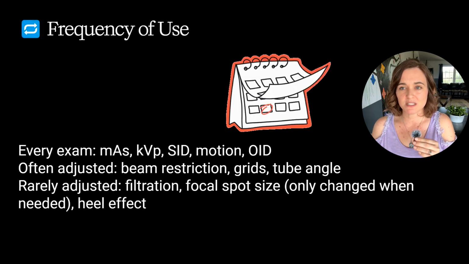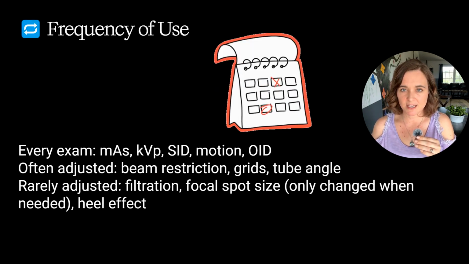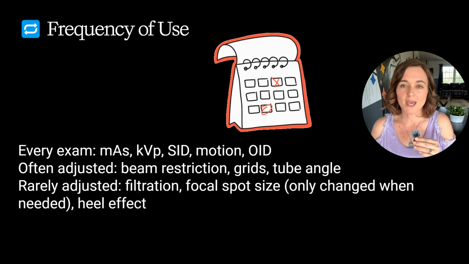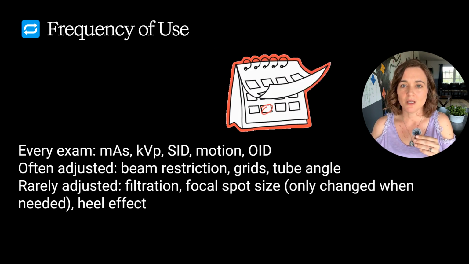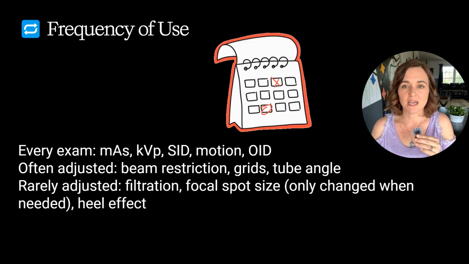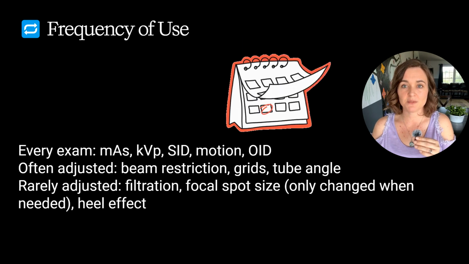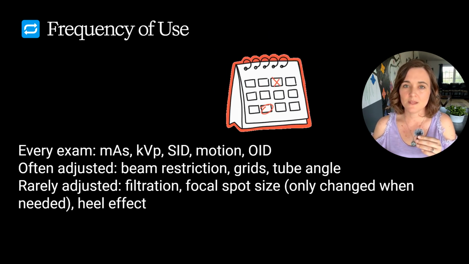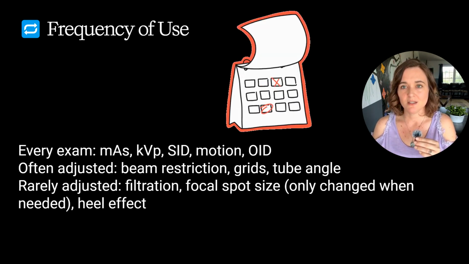Let's look at the frequency of use. Every exam, you have an opportunity to adjust your mass, KVP, SID, motion, OID. Then we have often adjusted items like your beam restriction, grids, and tube angle. Then we have our rarely adjusted. That's only changed when needed. Understanding what you use all the time versus what's situational helps focus your studying and your workflow.